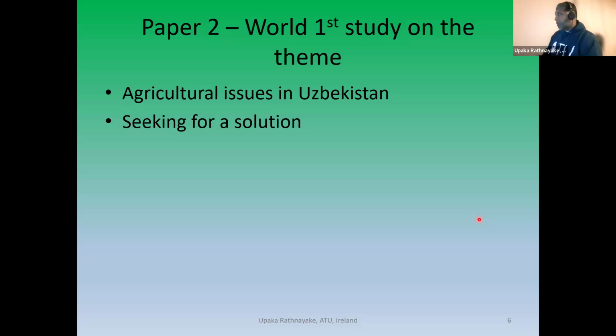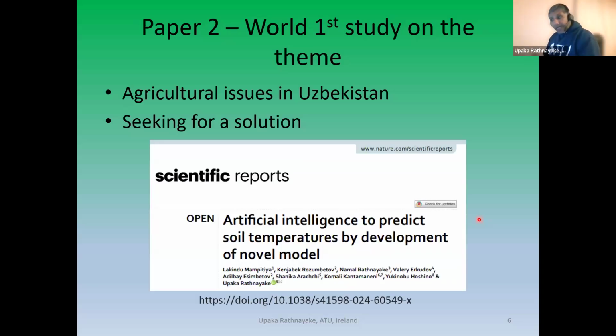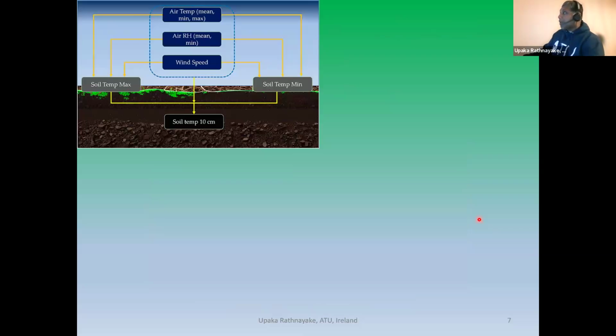They were seeking a solution, so we worked together and we were able to publish that work in Nature Scientific Reports. This is the first ever work in the world to forecast the soil temperature, which is under 10 centimeters below the surface. You can access the paper freely from the given DOI. What we tried was to use the atmospheric data which are available.